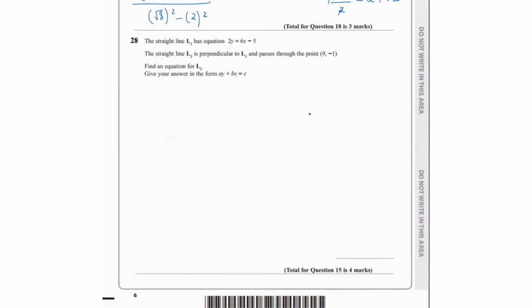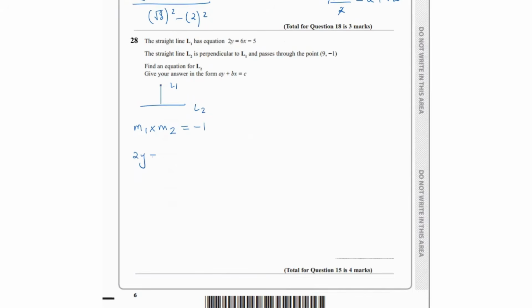Then perpendicular lines. The straight line L1 has equation 2y equals 6x minus 5. The straight line L2 is perpendicular to L1 and passes through the point (9, -1). Find an equation for L2. So if two lines are perpendicular, the product of their gradients will always equal -1. So first you need to identify the gradient of L1.